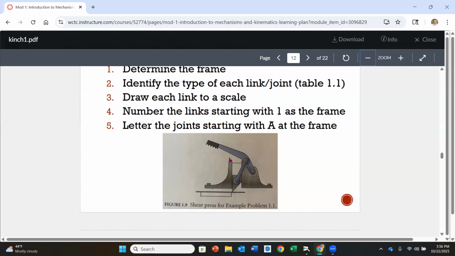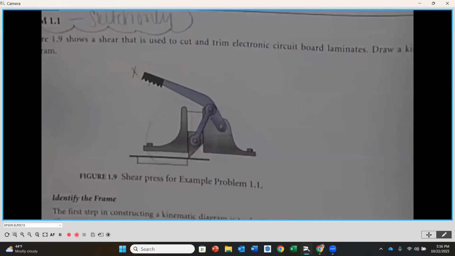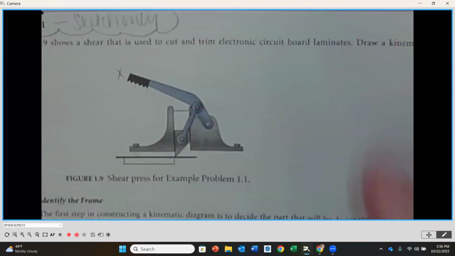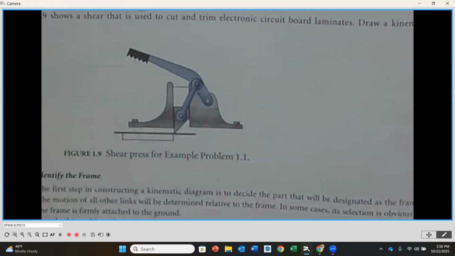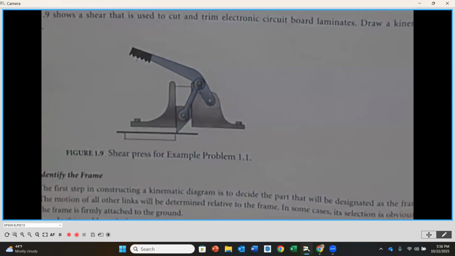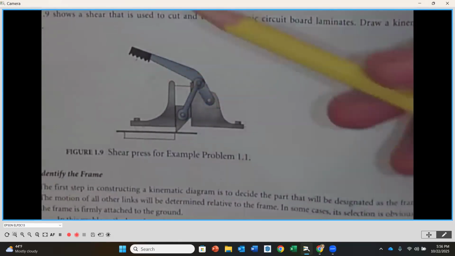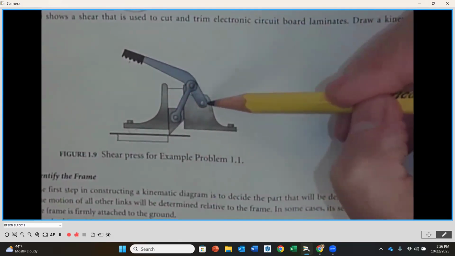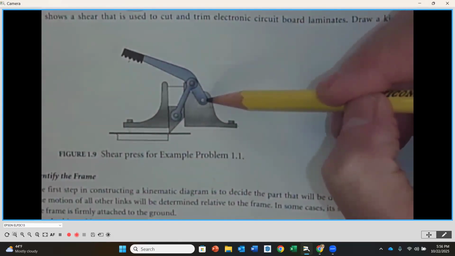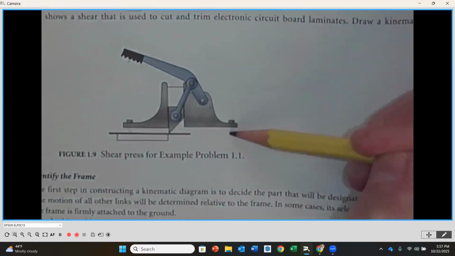Okay. So here is our illustration, but I'm also going to look underneath here because I can zoom into this one a little bit more. Now, as we look at our illustration of our shear here, the first thing we want to do, like it says, is identify what the frame is. So when we look at this, and I know we can't move it around because we don't have it in front of us, but you'll notice that here we have a handle. So it's a manually actuated shear. And as you can see, this handle pivots around this point right here. Okay. This point is connected to this block that we can see has a bolt.